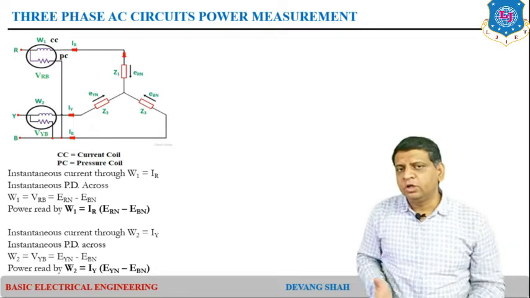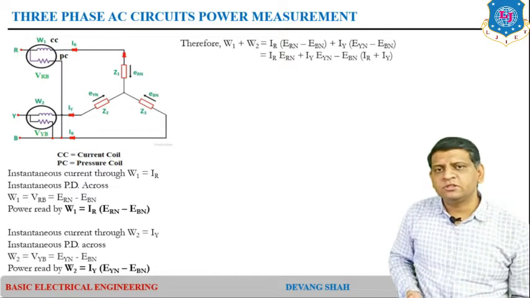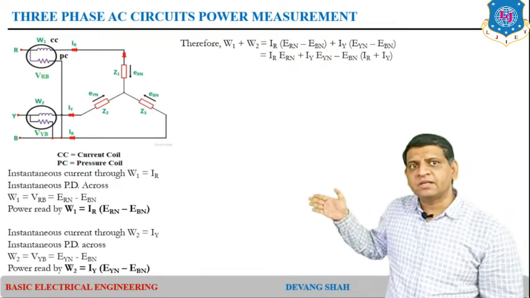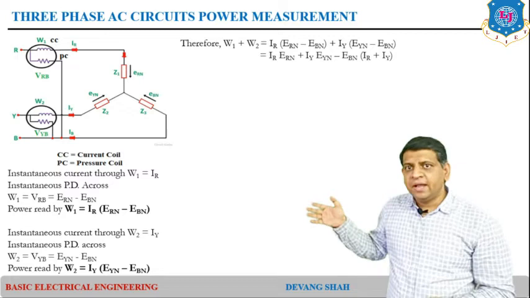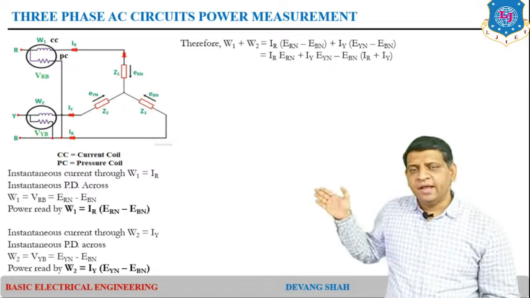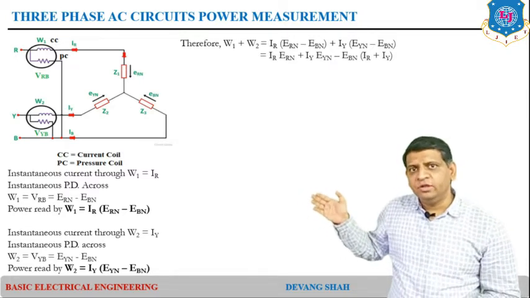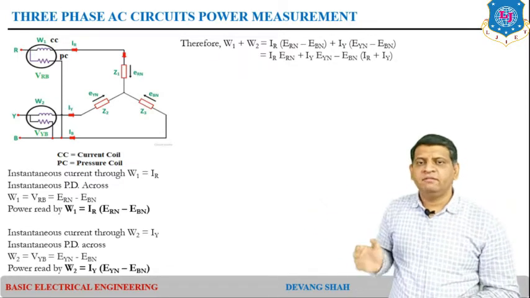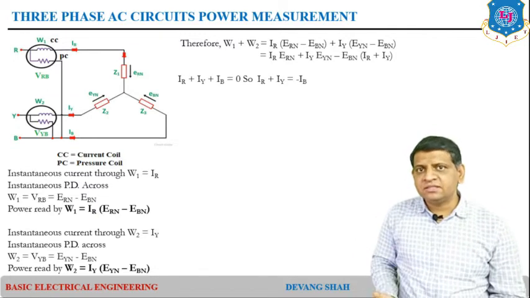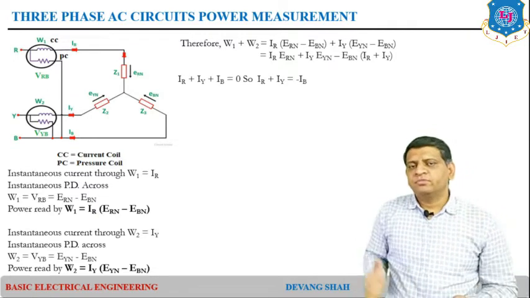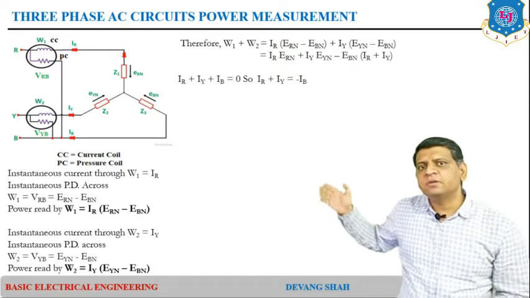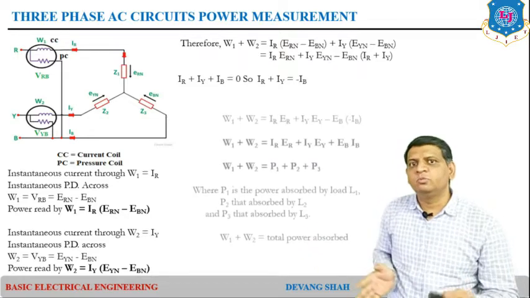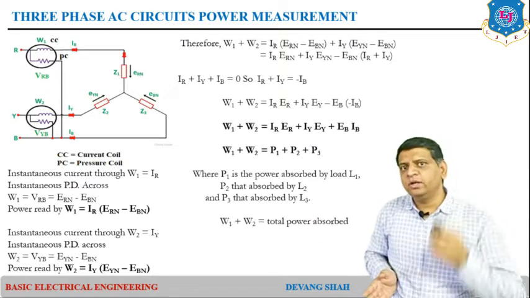If I am finding the total power measurement, W is equal to W1 plus W2, so my equation would be IR into (ERN minus EBN) plus IY into (EYN minus EBN). Altogether you will find IR into ERN plus IY into EYN minus EBN into (IR plus IY). I now consider this system to be a balanced system. So from this star connection I can say IR plus IY plus IB is equal to 0, so IR plus IY is equal to minus IB, and that minus IB you put in the first equation.